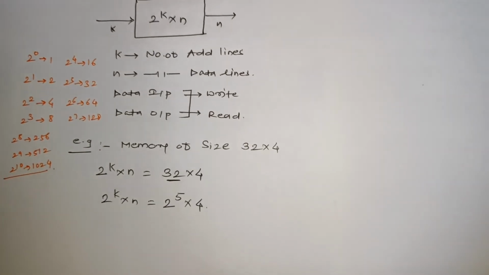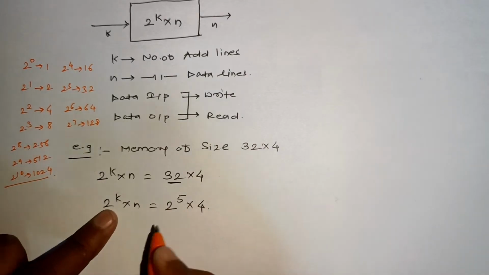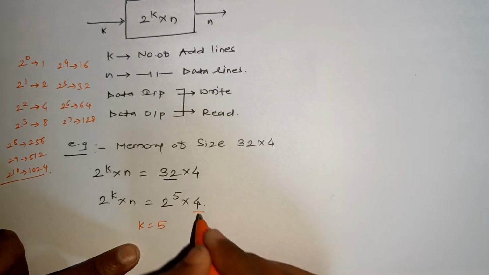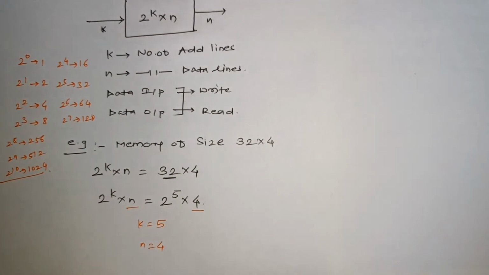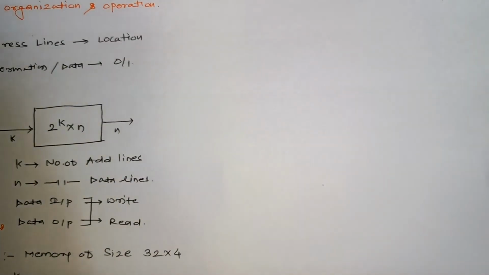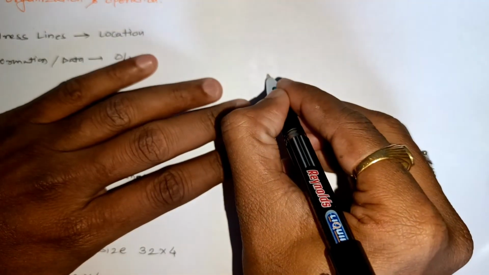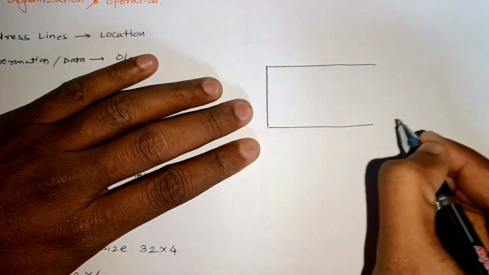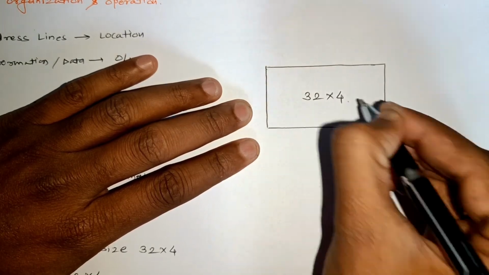So now if you compare both LHS with RHS, we'll get k is equal to 5, that means 5 address lines are required, and n is equal to 4. So we need 5 address lines and 4 data lines. Based on that we will draw a simple schematic of our memory element. This is our memory element with size 32 by 4.